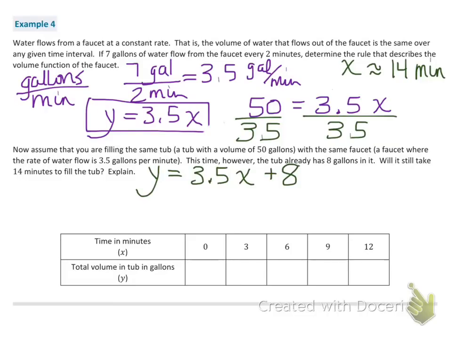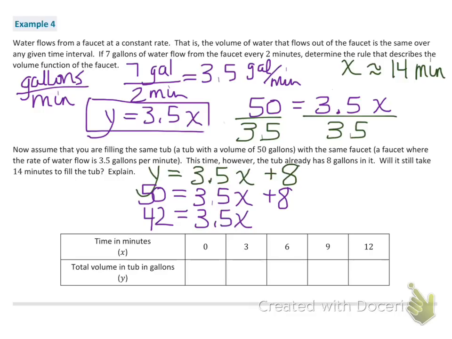So how long will it take now that we already have 8 gallons in it? I could use the same thing. I'm going to put in 50 for y, 50 gallons, is equal to 3.5 x plus 8. So if I subtract 8 from both sides, I get 42 is equal to 3.5 times x. And then x would equal 42 divided by 3.5. So x is equal to 12. And so 12 minutes. It's going to take 12 minutes for the faucet to fill a 50-gallon tub when 8 gallons are already in it.